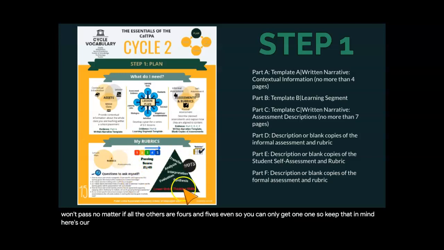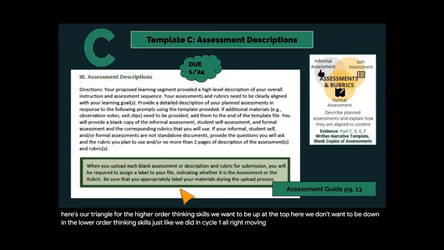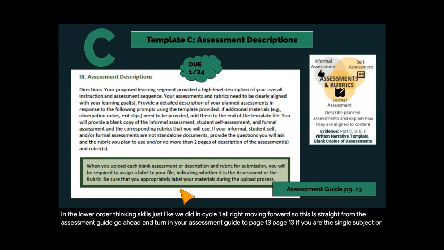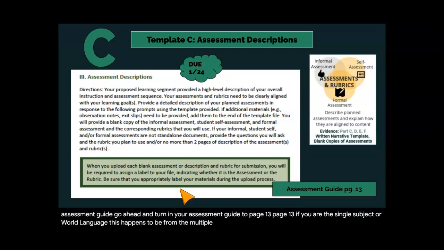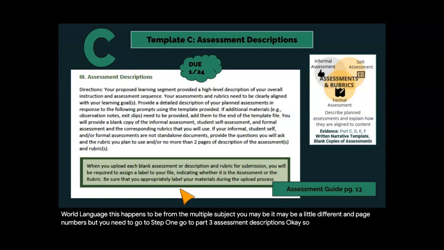Here's our triangle for the higher order thinking skills. We want to be up at the top here. We don't want to be down in the lower order thinking skills, just like we did in cycle 1. All right, moving forward. This is straight from the assessment guide. Go ahead and turn in your assessment guide to page 13. If you are single subject or world language, this happens to be from the multiple subject, so the page numbers may be a little different, but you need to go to step 1, part 3, assessment descriptions. Okay, so that's where you should be.